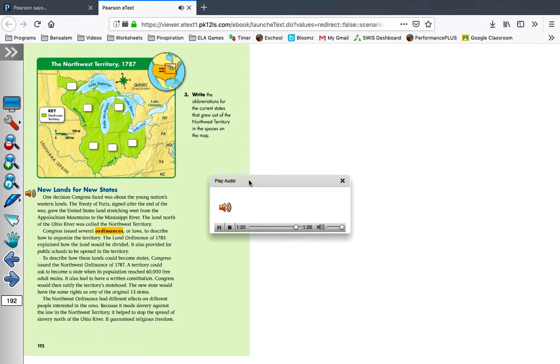3. Write the abbreviations for the current states that grew out of the Northwest Territory in the spaces on the map.